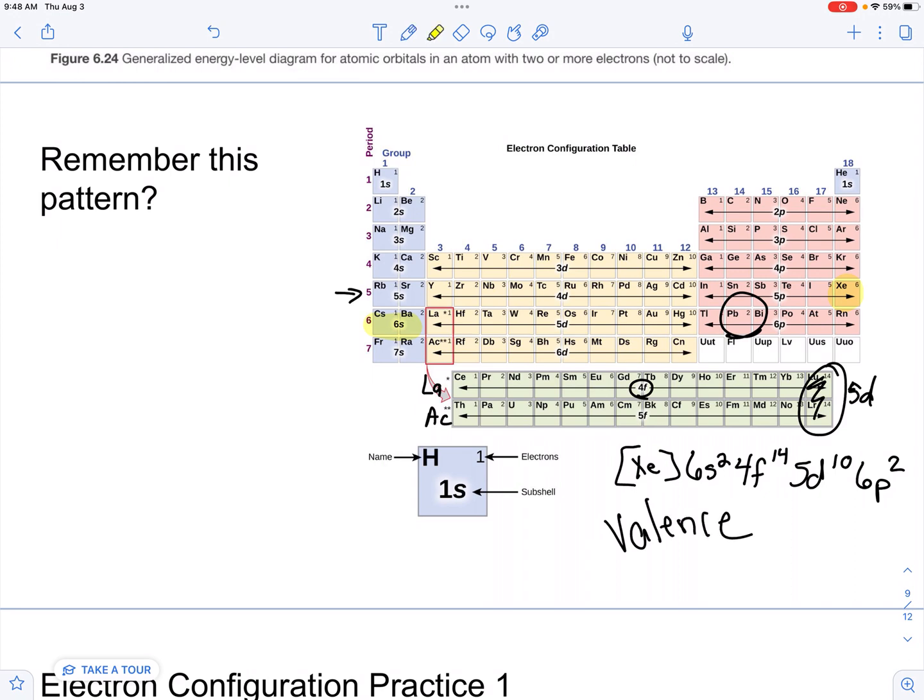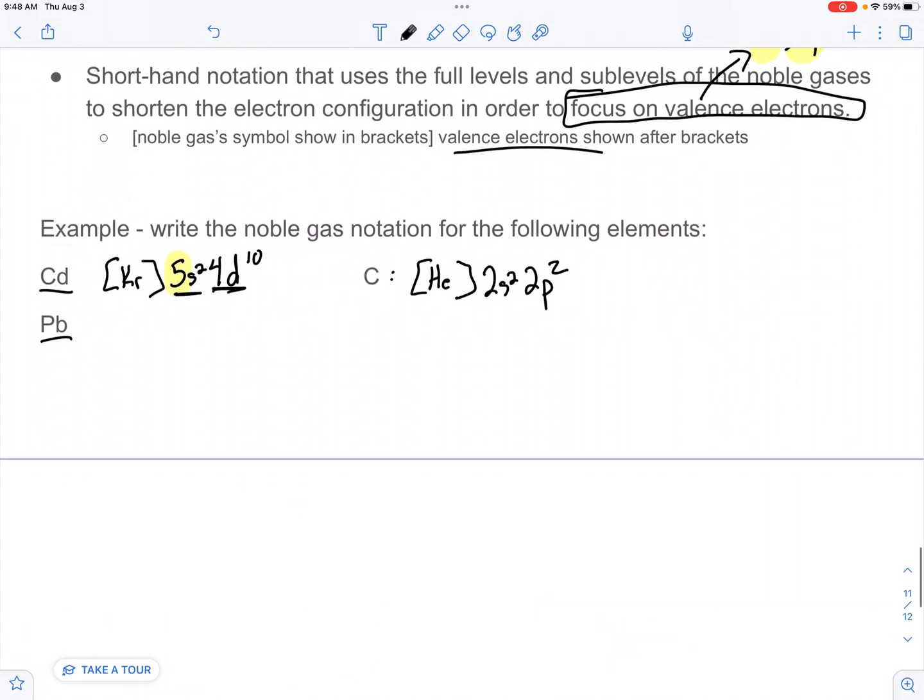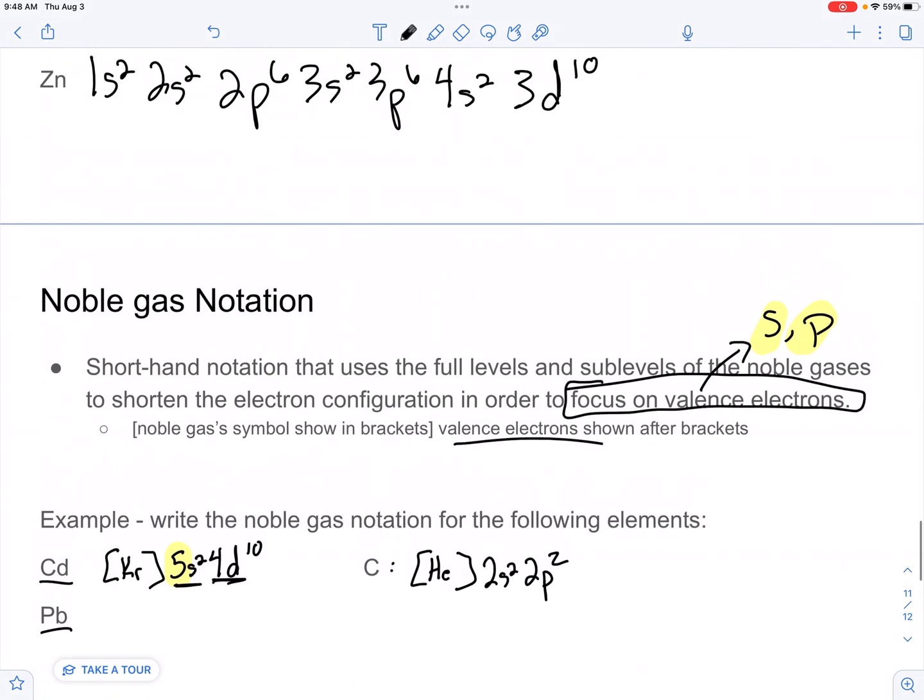If I said write the configuration of the valence electrons, it would just be 6s2, 6p2. I would ignore everything else, and my valence electrons are just, there's 4 valence electrons, 6s2, 6p2. Okay? All right, and that's electron configurations. So again, you can work on those problems. Like I said, the Coulomb's law, I want to work on that in class in September.